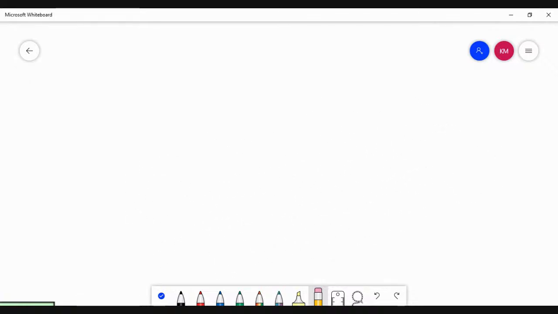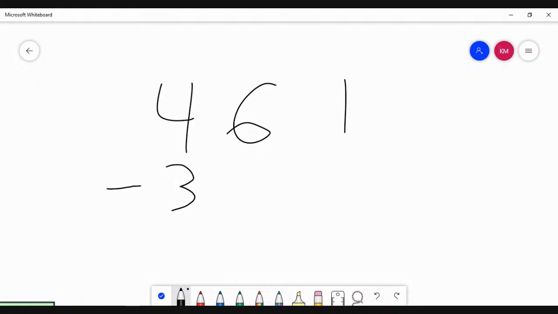Now, say for instance, you have a 3-digit number and all you have to do is borrow from one number. Literally, all you have to do is just borrow from that one number. So say for instance, I have 461, and I'm subtracting 342.